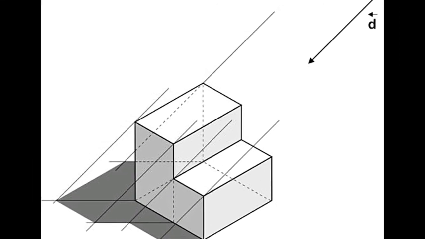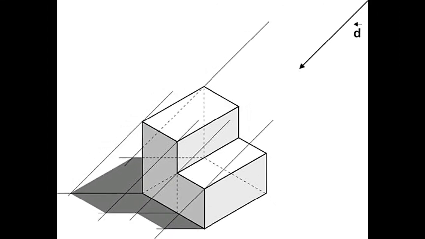In the following pages, you can see illustrations of how light will cast shadows on different shapes of objects.